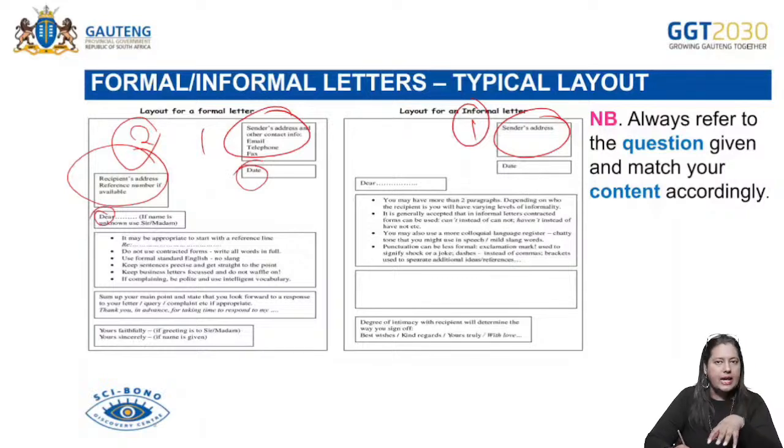So in your spare time, again, before you go and write, go quickly and look at the layout of the formal and informal letters that we're going to be testing you on. And as I mentioned to you, the crux of the matter is always link the content to the topic that is given to you. All right, the question will dictate what content needs to be included. So read the question 3 to 4 times, please, before you start to construct your content.